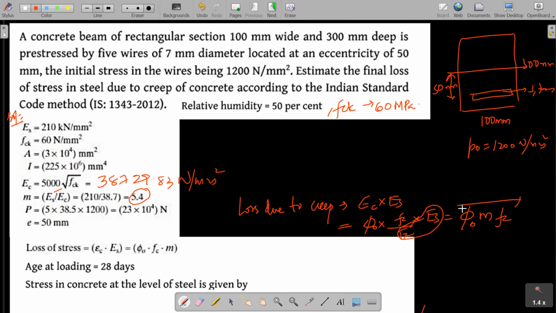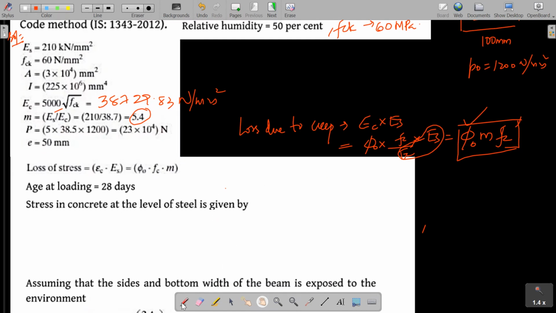So now we need to find the value for phi naught, that is the creep coefficient, and FC. Here the age of loading is not given, so we will assume the age of loading is 28 days. That is, once we have cast, we will first apply the load after 28 days. So the stress in concrete at the level of steel, we have done a lot of questions for that. That is, you have the pre-stressing force and the eccentricity due to pre-stressing force.